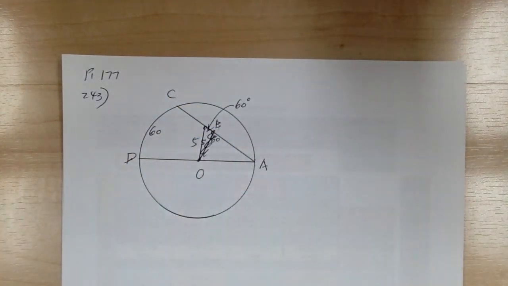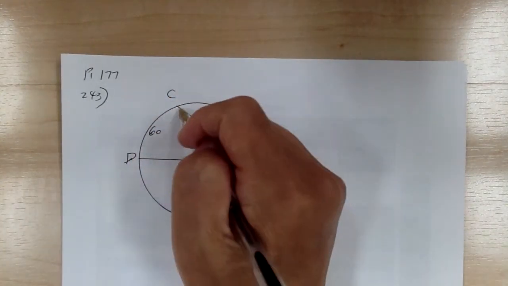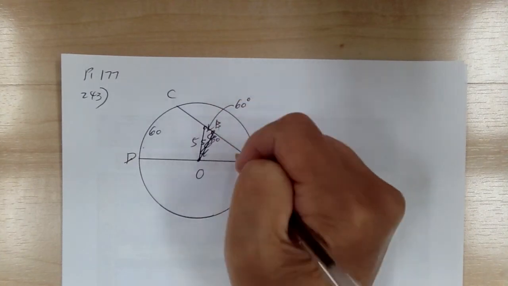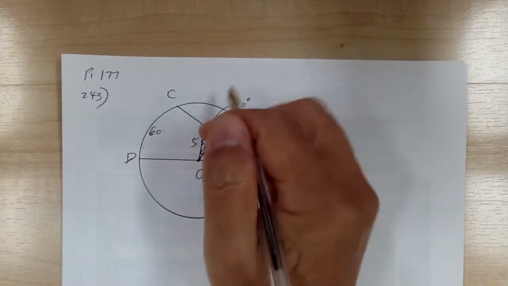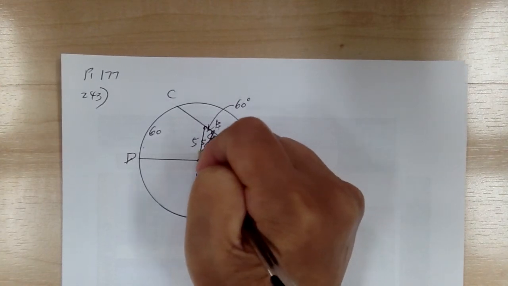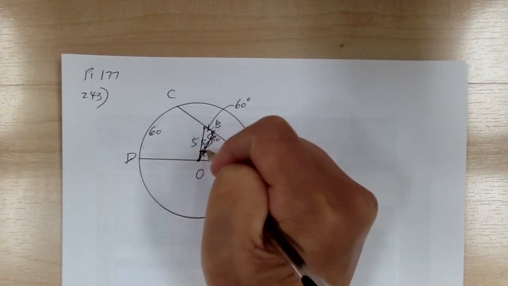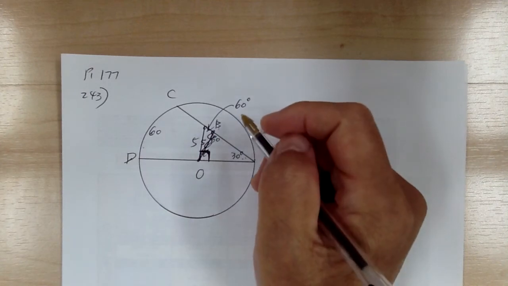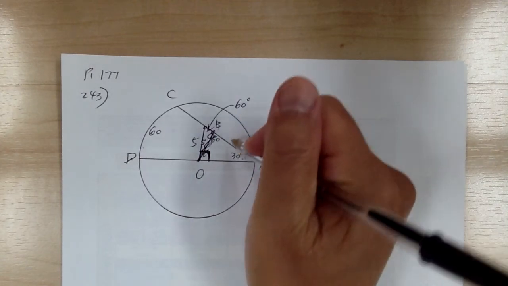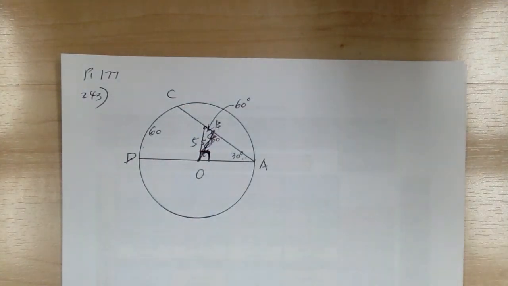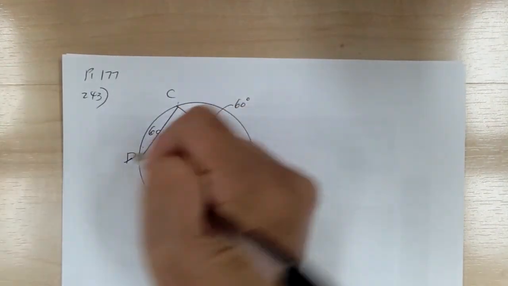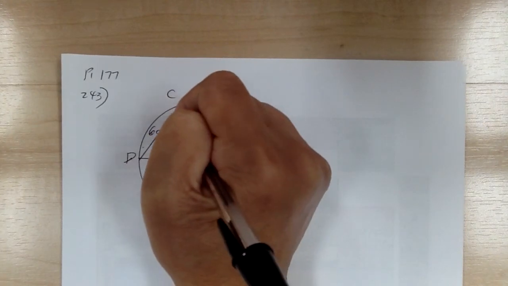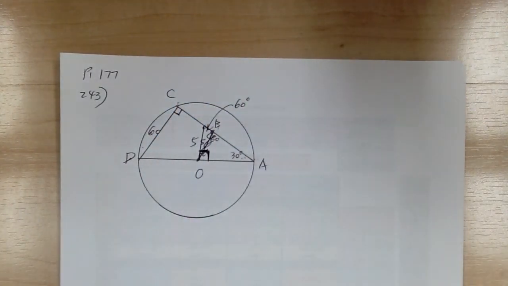Okay. Now, since the arc is 60 and this is an inscribed angle, this will be 30. And if this is 30 and this is 60, that means this is a right angle right over here. And also if you draw this right over here, since this is a diameter, this would be a right angle right over here.